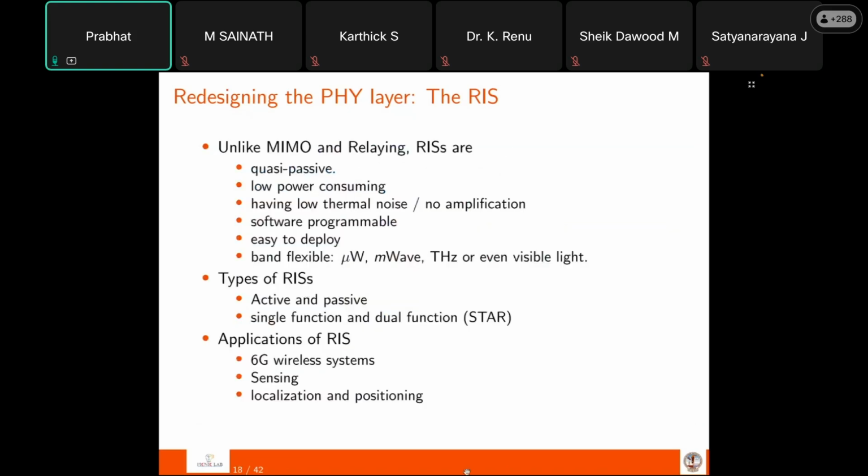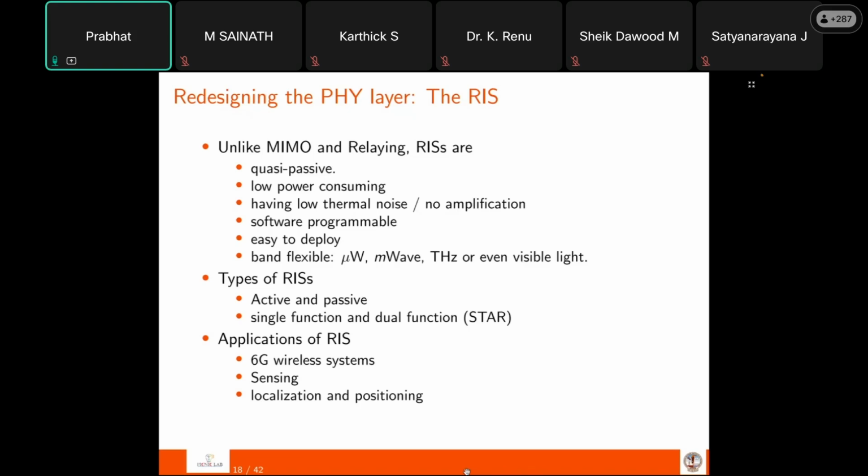So unlike multiple input multiple output technology or cooperative relaying kind of technologies, RISs are quasi passive, meaning they require a very small amount of energy for their control circuit. They are low power consuming, right? They have very low thermal noise, and they are software programmable. You can program them on the go, and they are very easy to deploy. And you can have RISs in different bands, like microwave band, millimeter wave band, terahertz, or even nowadays people are working on visible light RISs, which you can consider as a lens, right, where the lens is used to focus the visible light on a particular point.